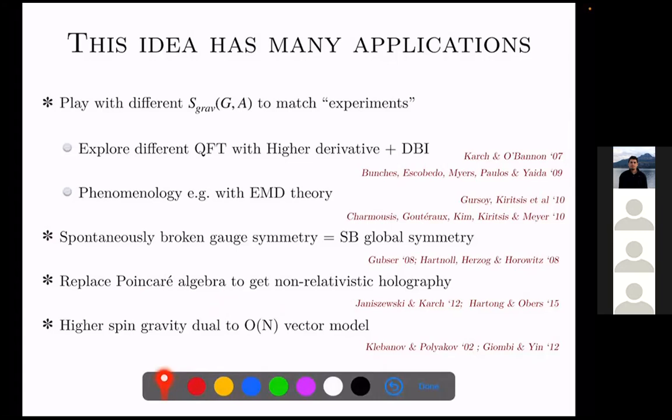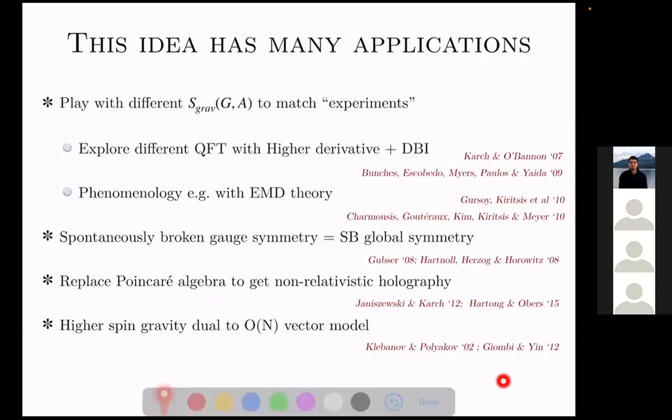So this idea has many implications, and these papers are extremely well known. I think most of them have more citations in one paper than all my citations combined. So this is an amazingly good result, and it uses this idea that you map the global symmetry to the gauge symmetry.